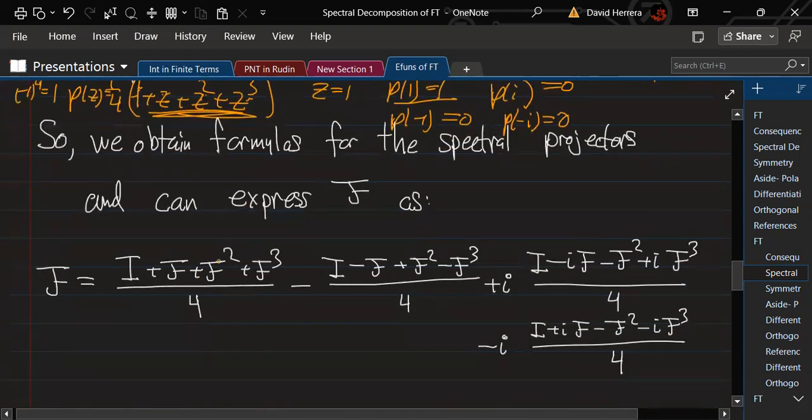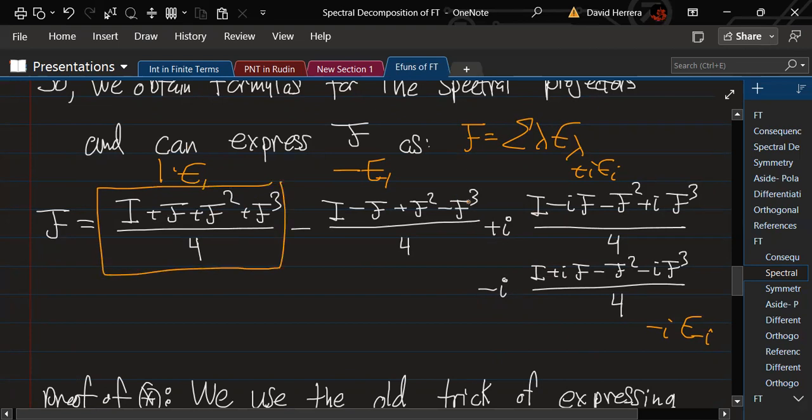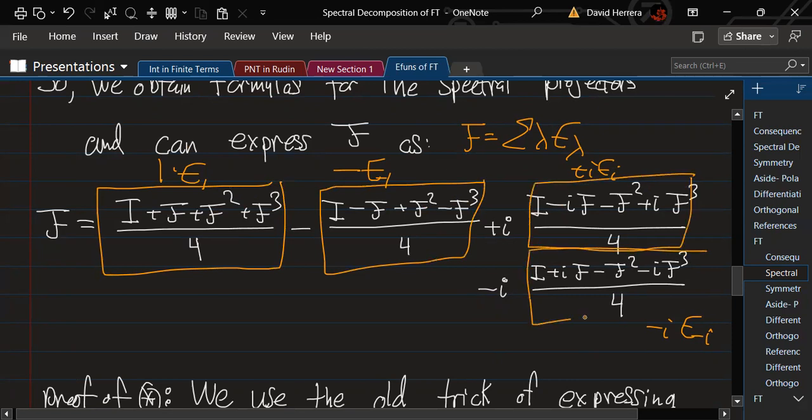What you can also show is that f, remember, f is the sum of lambda E lambda. Well, this is the spectral projection for 1. That's E1 times 1. This is negative E1. I mean E negative 1. This is i, E i, and this is minus i, E negative i. And if you want, you can show, so this is the spectral decomposition. This right here projects onto the eigenvectors with eigenvalue 1. This projects onto the eigenvectors with eigenvalue negative 1. This projects onto the eigenvectors with eigenvalue i. This projects onto the eigenvectors with eigenvalue negative i.